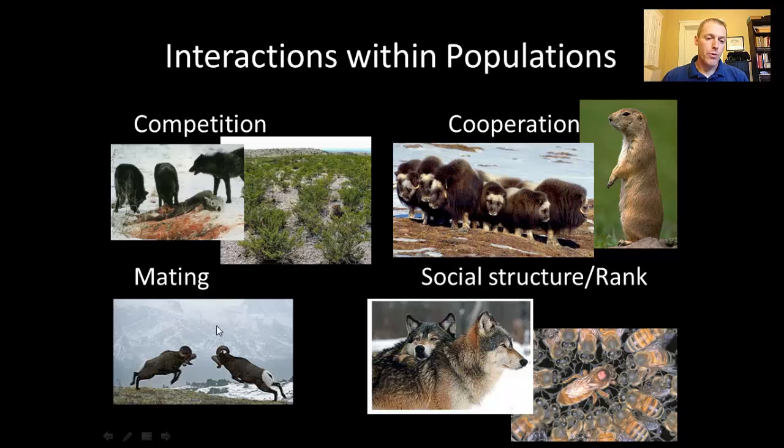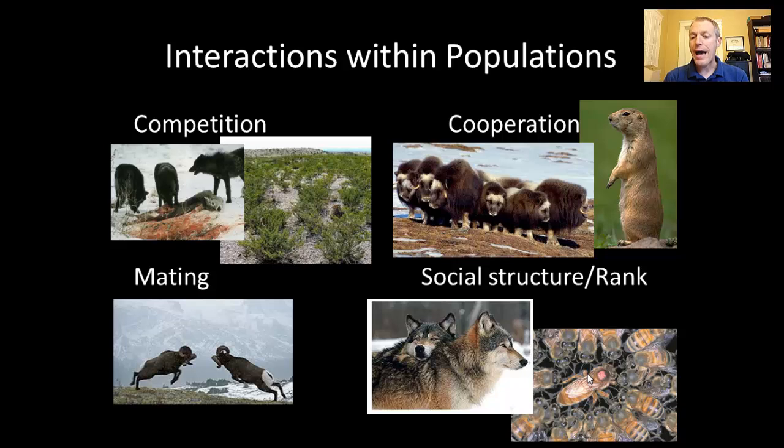Mating behaviors, there's both the reproductive behavior itself, which is one way that organisms interact in a population, but there's also the competition for mates that males often do. These bighorn sheep do it, the elk and various different organisms will bat heads to establish dominance and the right to mate. And there's a social structure and rank interaction that many organisms go through.